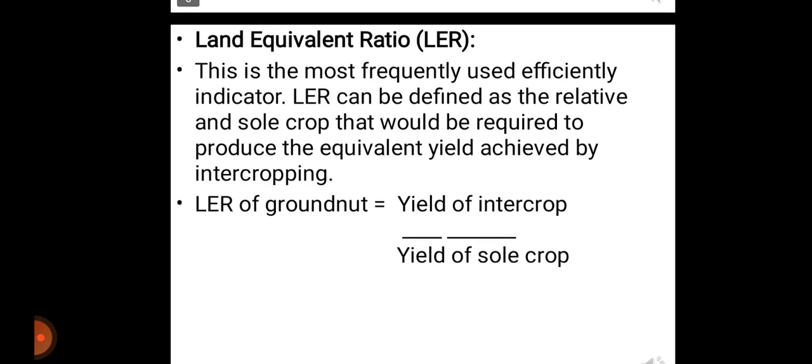Land equivalent ratio, LER. This is the most frequently used efficiency indicator. LER can be defined as the relative land area under sole crop that would be required to produce the equivalent yield achieved by intercropping. Land equivalent ratio, for example of groundnut, is calculated as the yield of intercrop divided by the yield of sole crop. Sole crop means pure stand of a crop, and in intercrops, two or more crops are grown simultaneously.